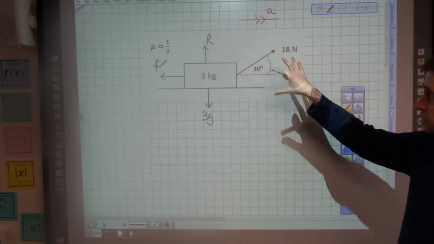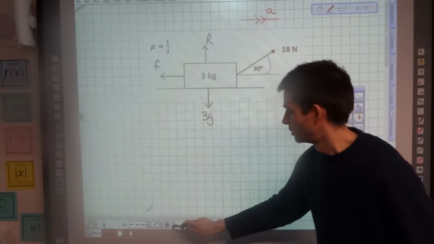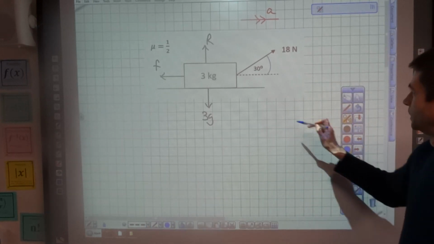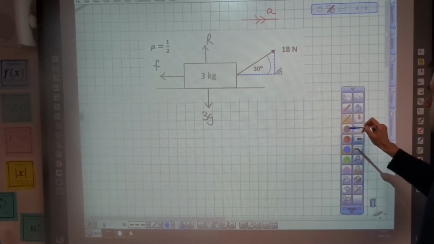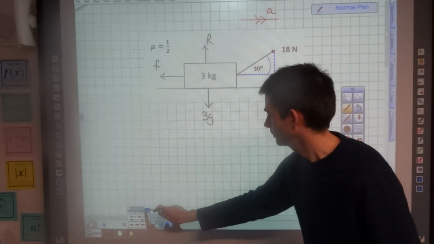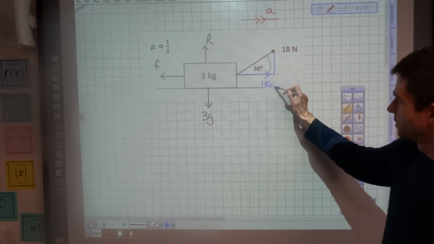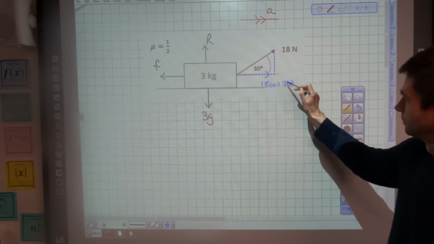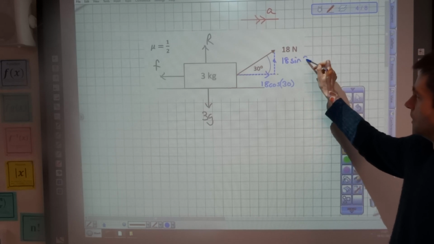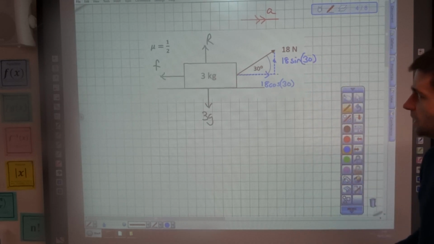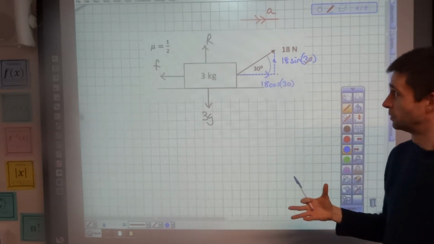Now we also have to resolve this force which is acting at an angle. We need to do that both horizontally and vertically. So I'm going to draw in my component force lines horizontally and vertically. I'm going to label the horizontal one as 18 cos 30, and the vertical one as 18 sine 30. Now that I've labelled all the forces and components, I'm ready to resolve.